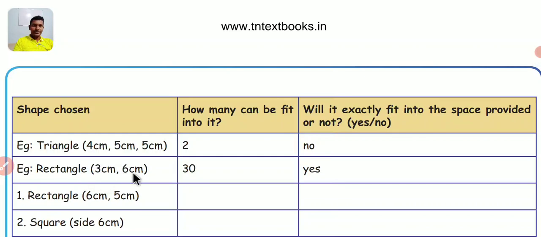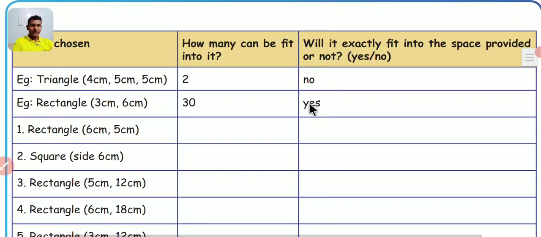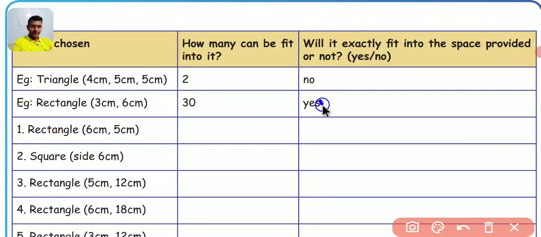Okay, rectangle 3 centimeter, 6 centimeter, yes, we can fix it by using 30 rectangles. We can fix this big rectangle. Okay, exactly, that's why they are putting yes.